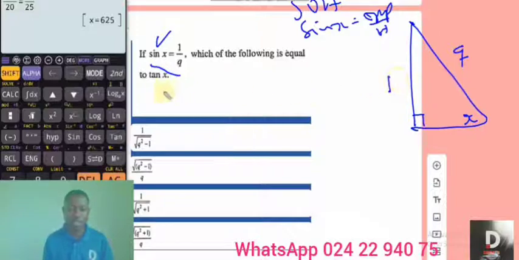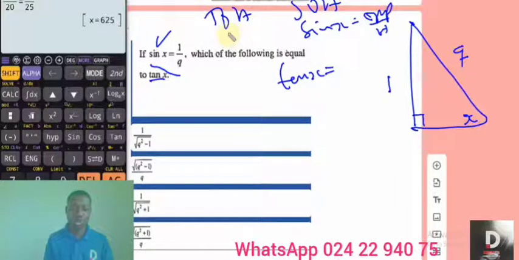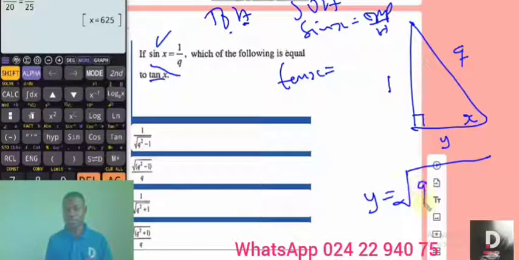Now, he's asking for tan x. What is tan x? Tan x is equal to, what is tan? Opposite over what? Adjacent. We know the opposite to be 1. Adjacent we don't know. So you have to use Pythagorean triple to find it. Then we can insert it. So let's represent here by, let's say, y. So my y is equal to, this is known, so it's minus. Hypotenuse is known. So hypotenuse squared minus this squared, which is 1 squared.